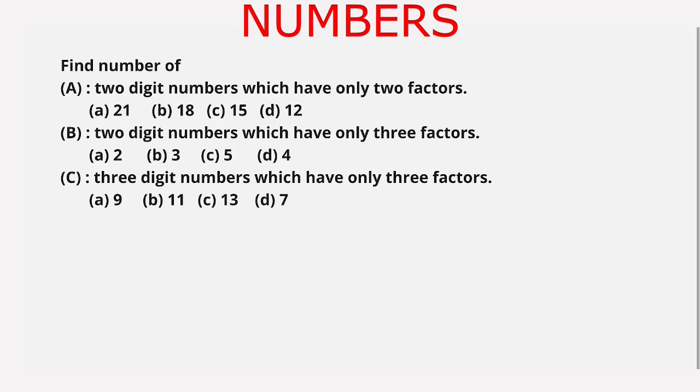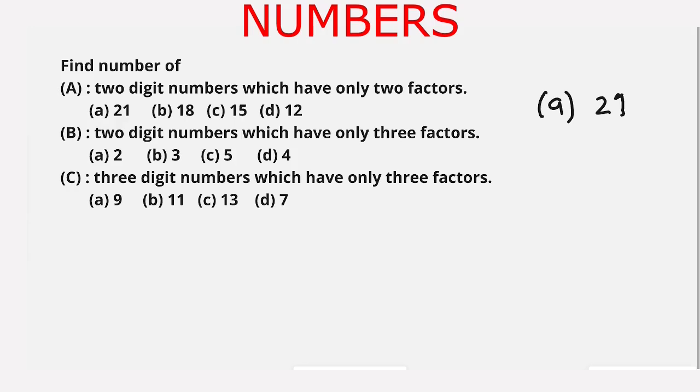So, all prime numbers have only 2 factors, and if we have to find 2-digit numbers, then we have to find all prime numbers from 11 to 97, and those are 21 numbers. And from the given options, our answer is option A, 21. From 11 to 97, there are 21 prime numbers.